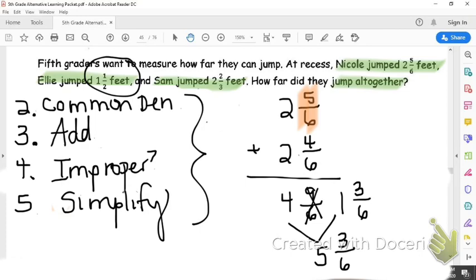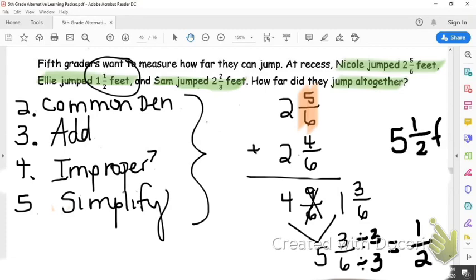They share a common factor of 3. How much did they jump all together? 5 and 1/2 feet. My T didn't show up, but it's there, I promise. Okay.